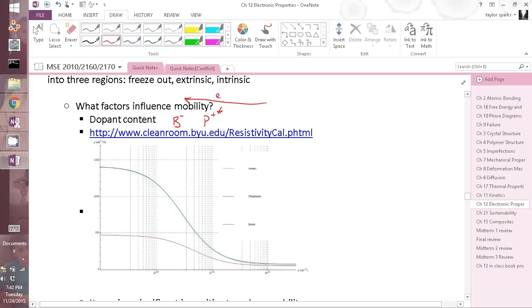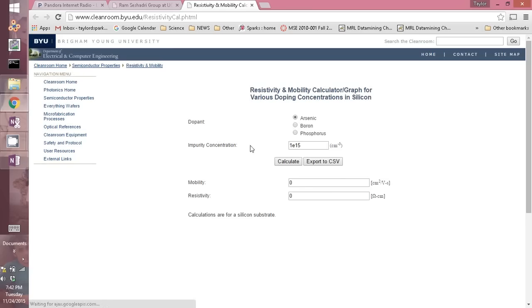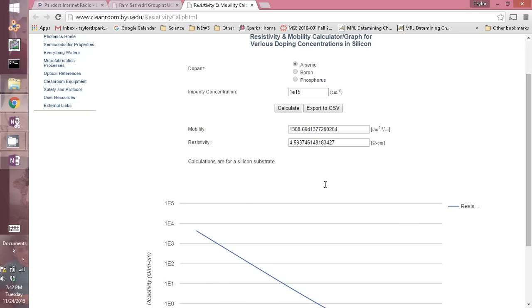It might be attracted and temporarily stop there, or it might be pushed away by the boron that has an extra negative charge. And there are some really cool tools we have that can help calculate what mobility should do. For example, BYU down south has a clean room tool that you can go to, and you can calculate what the resistivity should be as a function of doping, as a function of temperature, and it will actually generate some values. So this is a very useful tool that you can use.